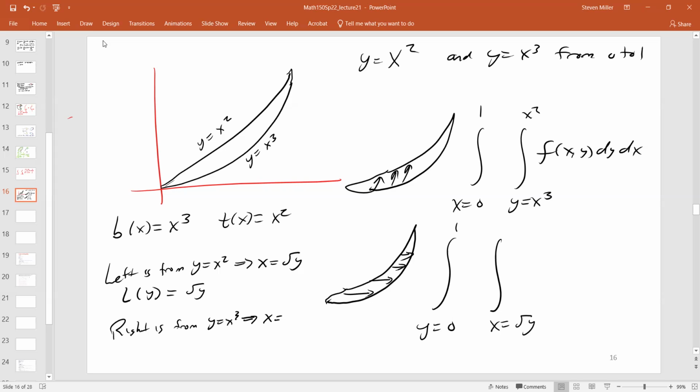That means that x equals y to the 1/3. And so now we would get the right bound is just y to the 1/3. And we would have a function f of x, y dx dy. And so that's all there is to these problems: you just have to figure out what your bounding curves are.